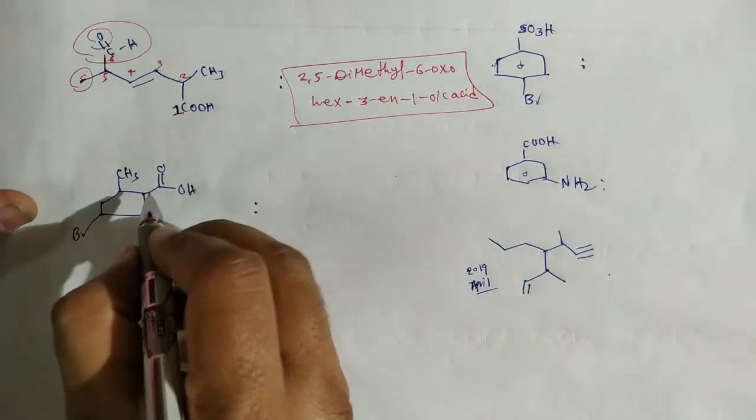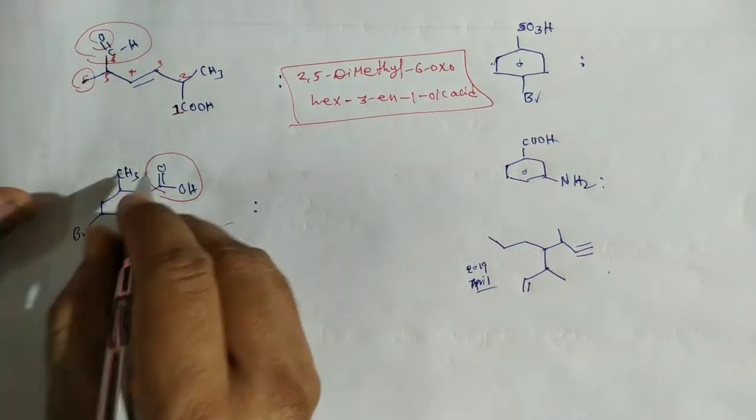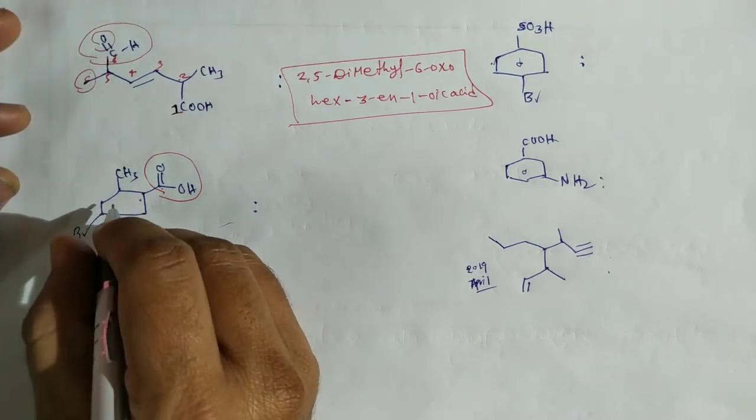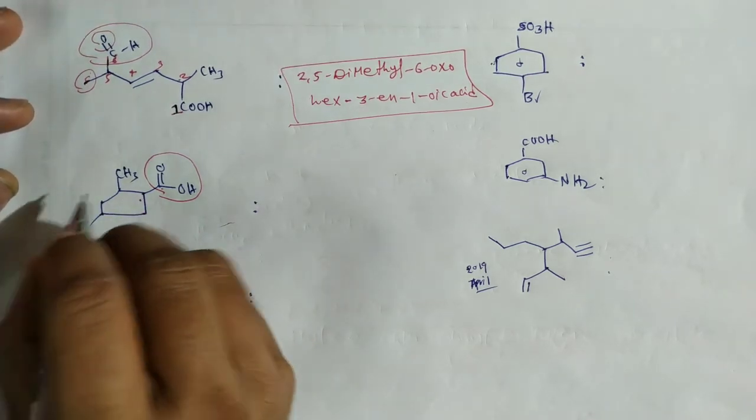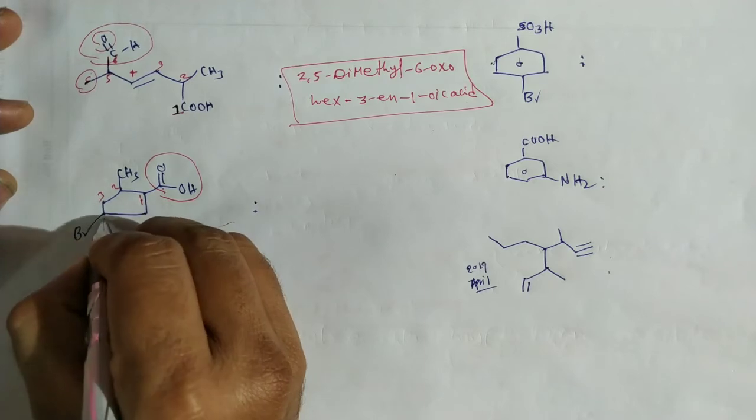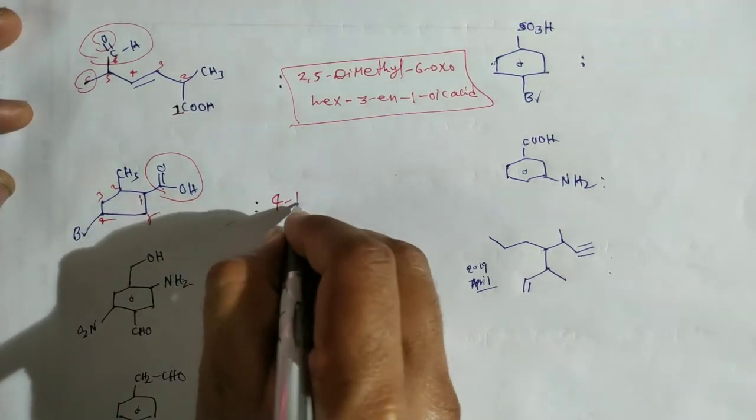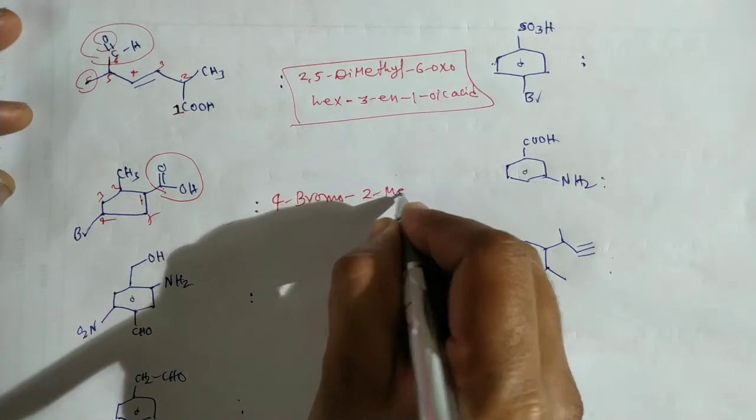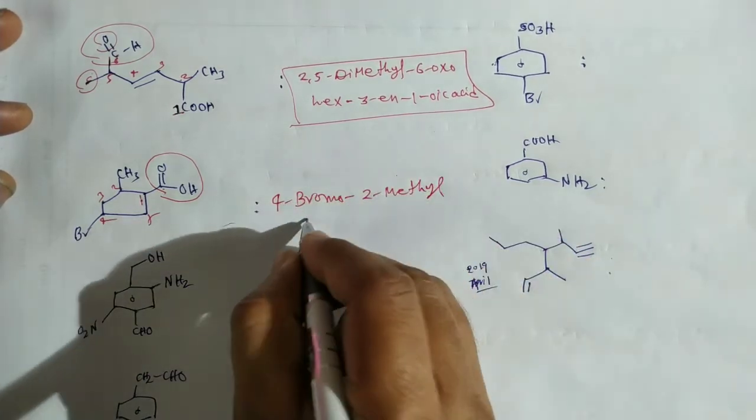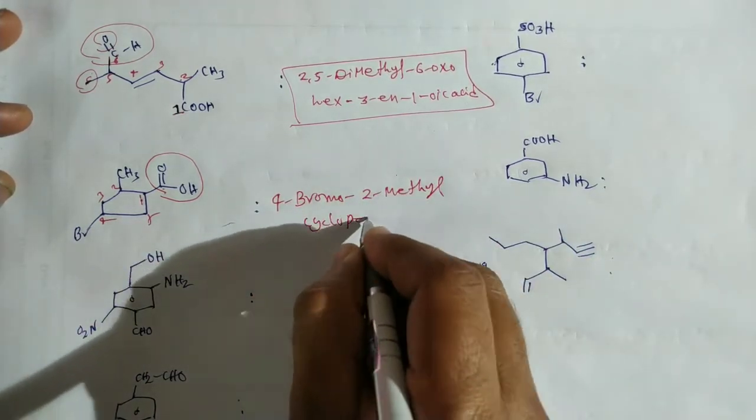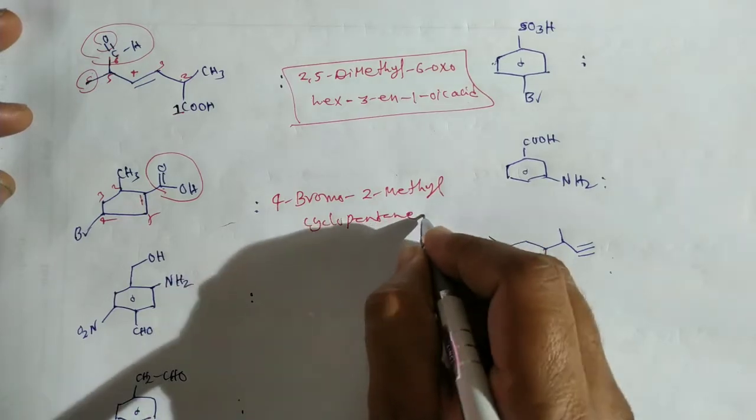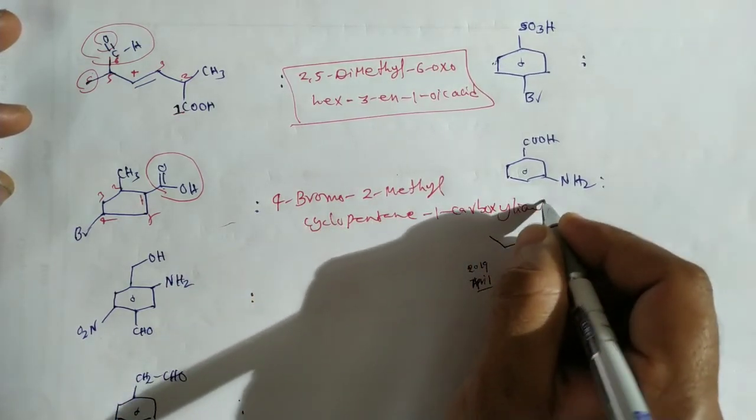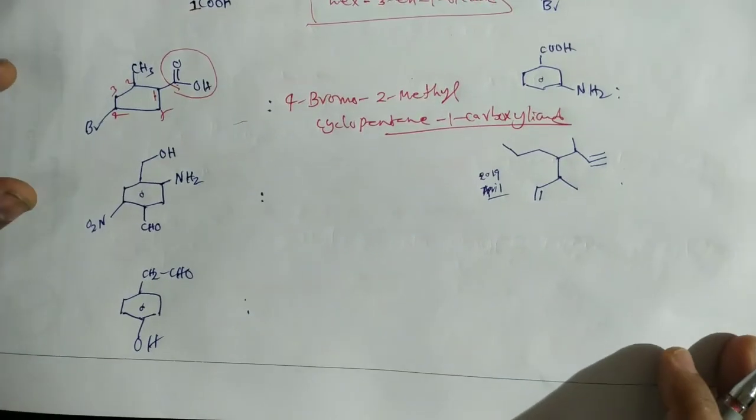Okay, next here for this one, your acid group is the main functional group and directly attached to the cyclic ring. So here you have to use a different suffix, not oic acid, that is carboxylic acid. So 1 2 3 4 5. So here 4 bromo and 2 methyl cyclopentane, cyclopentane 1 carboxylic acid, that is the IUPAC name.